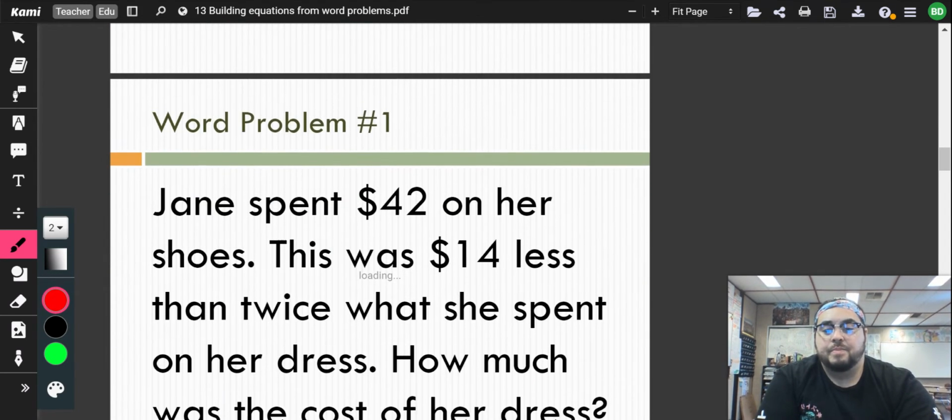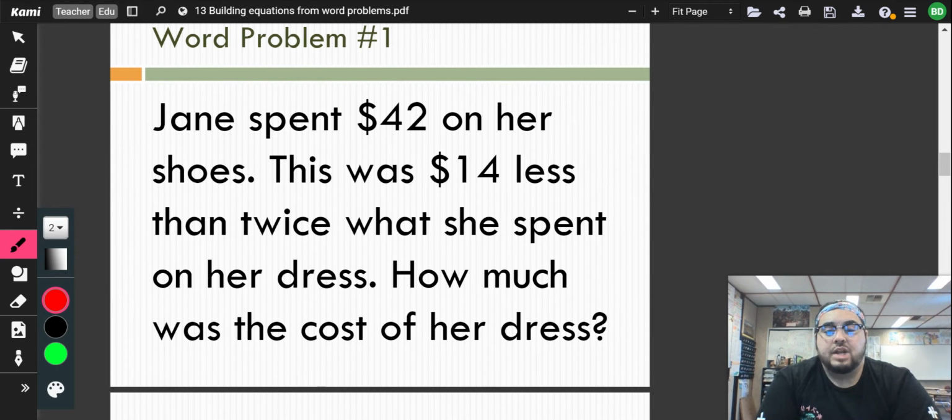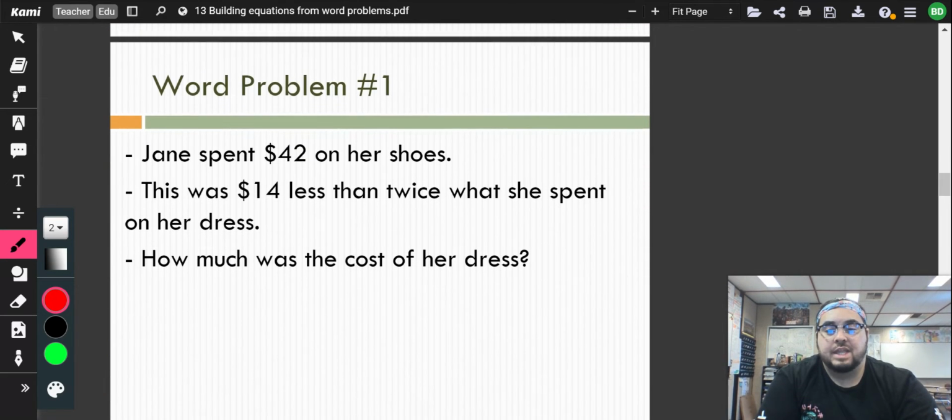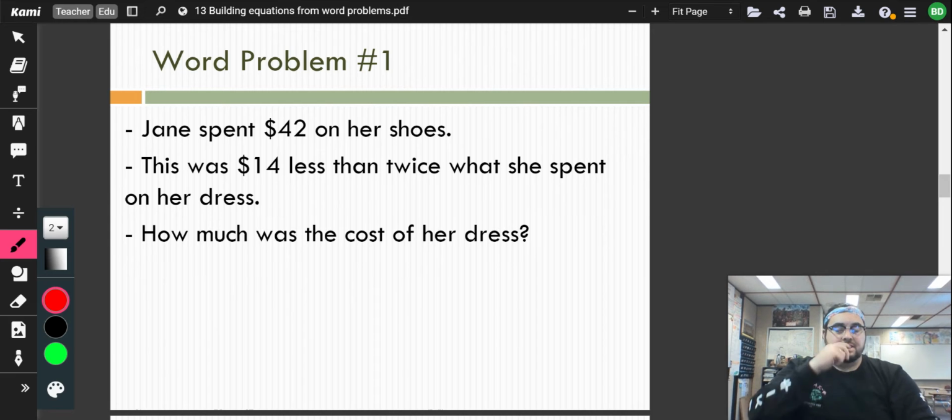So here's our word problem. Jade spent $42 on her shoes. This was 14 less than twice what she spent on her dress. How much was the cost of her dress? So one thing I like to do is I like to separate the information based on the way that it's presented. So I cut them into sentences.